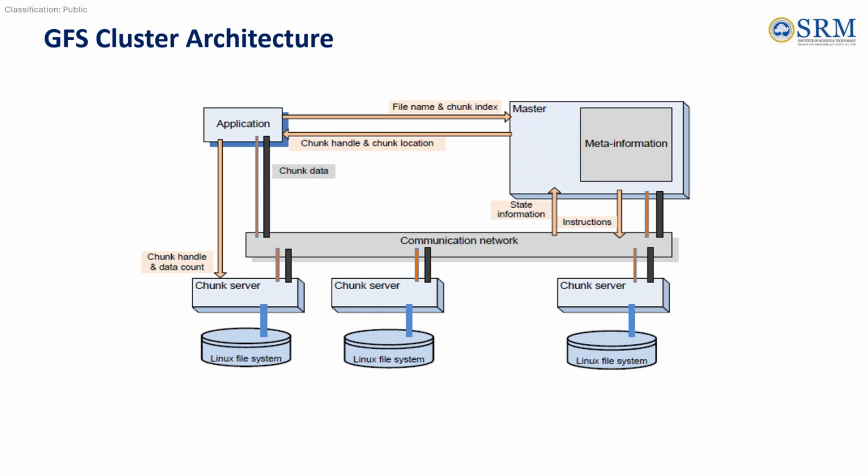The architecture also separates control flow and data flow. The master mainly handles control operations and metadata management, while the chunk servers handle actual data transfer. This distributed architecture allows GFS to provide high scalability, fault tolerance, and efficient handling of massive datasets.